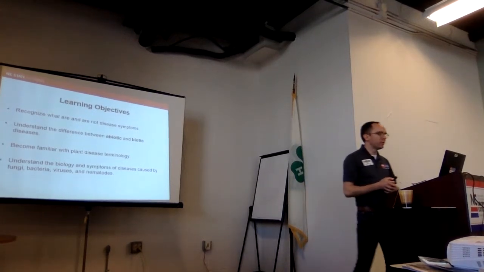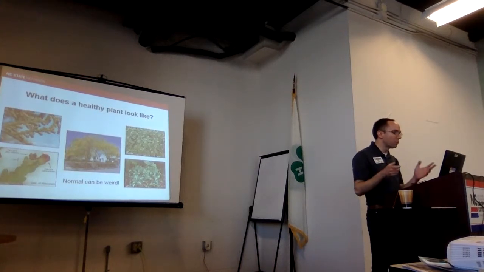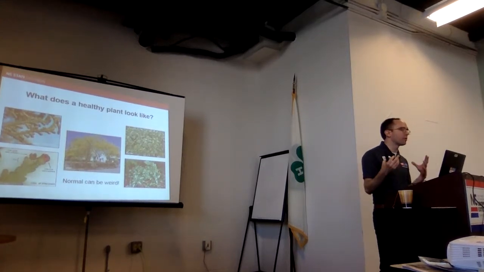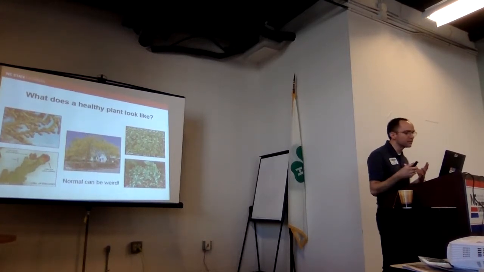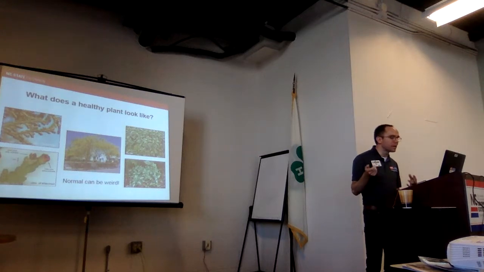So again, the first thing to recognize is that normal can be weird looking. Before you can have a proper framework for assessing if a plant has a disease, you need to know what it looks like in its healthy state. And there are some features or characteristics that can be a bit deceptive.